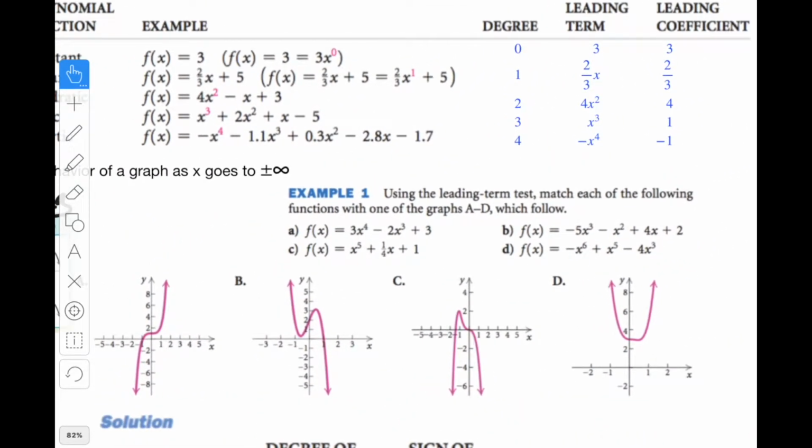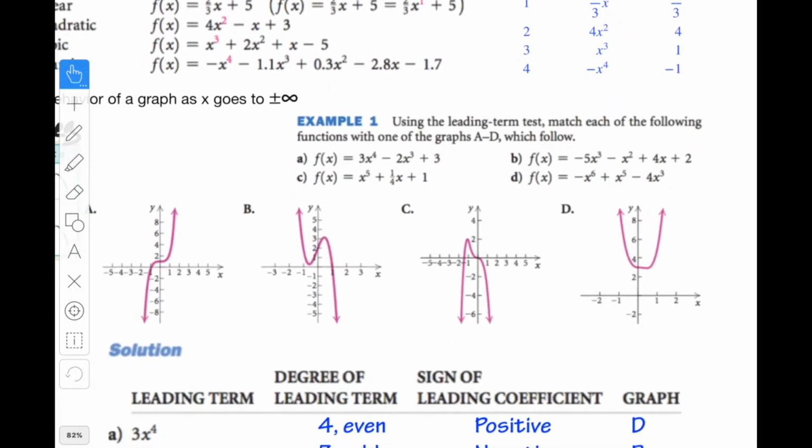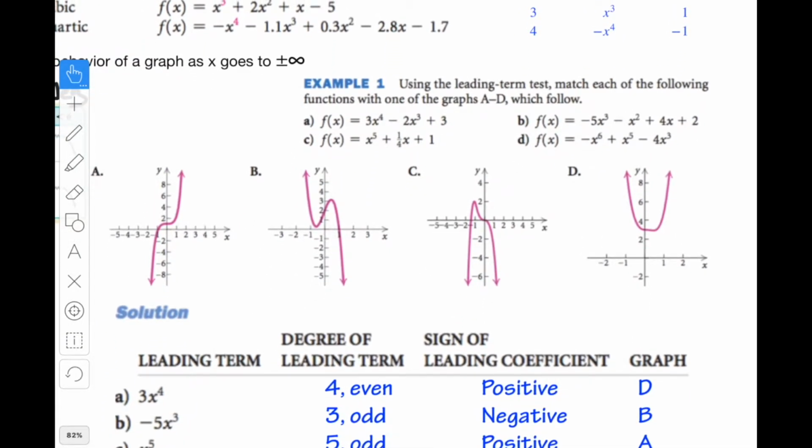It says, using the leading term test, match each of the following functions with one of the graphs A through D which follow. So A here, the leading term is 3x to the 4th. It's a degree of 4. That's even. So you can see 3x to the 4th in part A. The degree of the leading term is 4, right here you can see it's a 4, which is even. And the sign of the leading coefficient, 3, is positive.